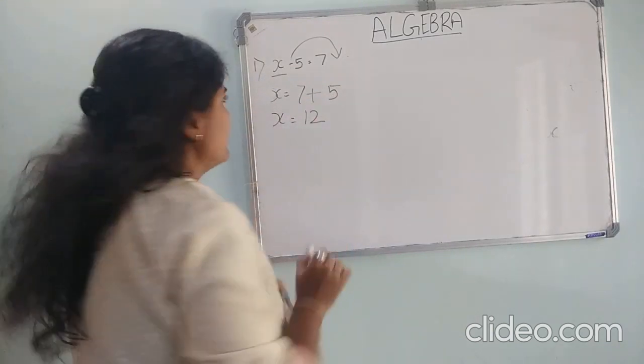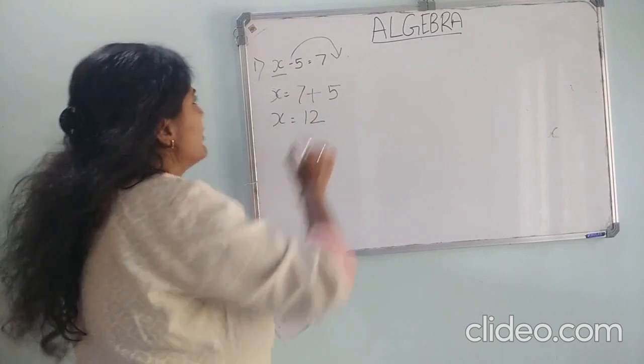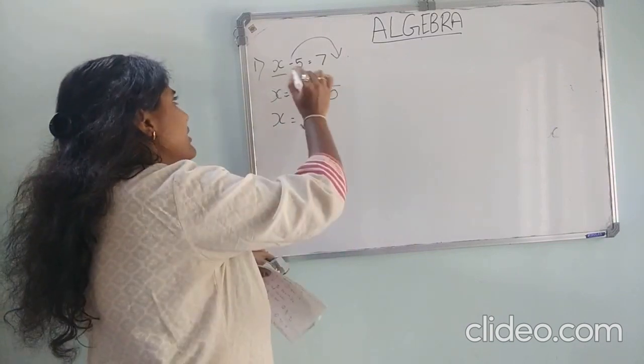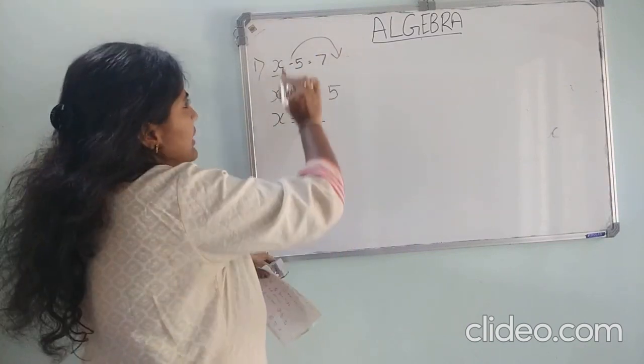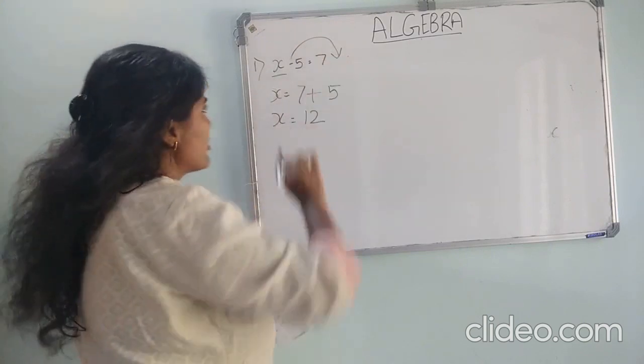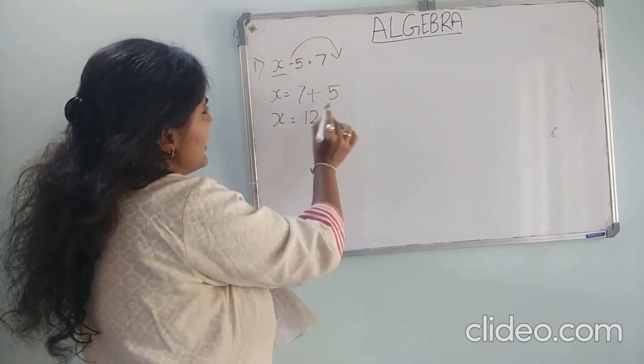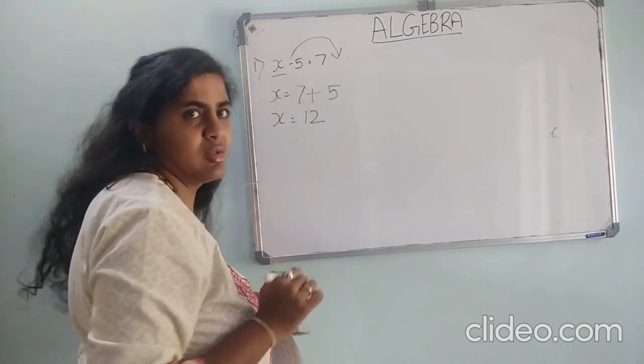So what I have done? x I have written as it is. 7 I have written as it is. This minus 5 I am shifting over here. When I shift it, the sign also changes. Minus becomes plus, my plus 5. 7 plus 5 is 12.